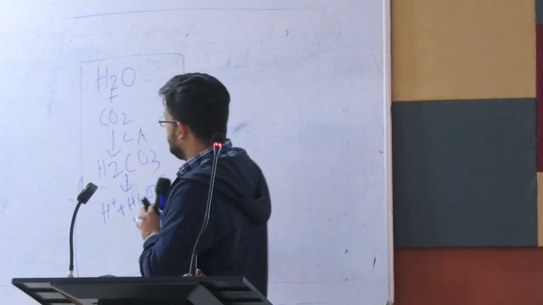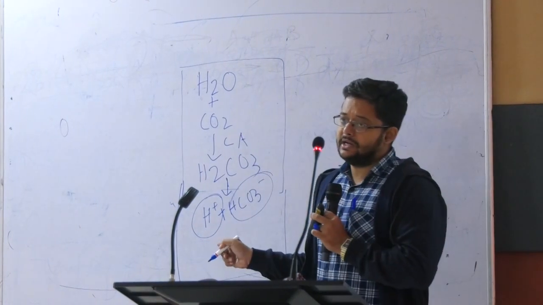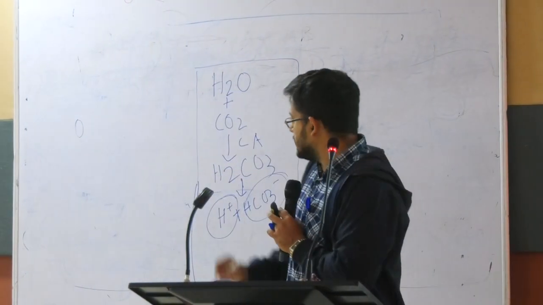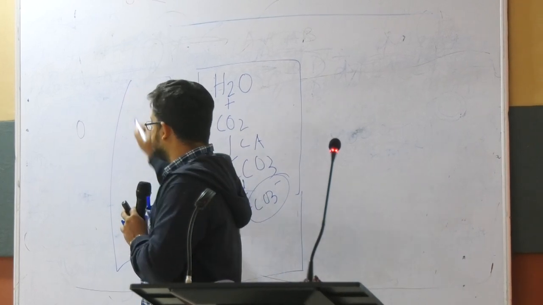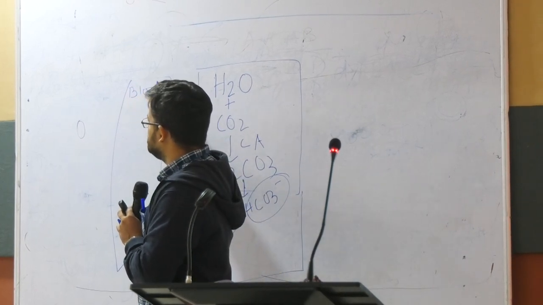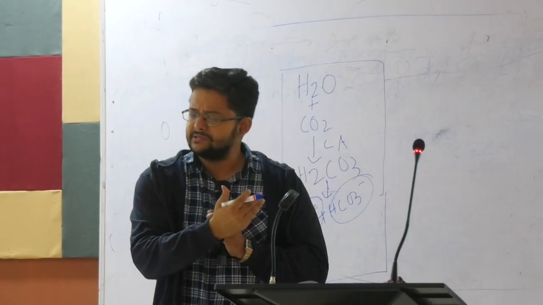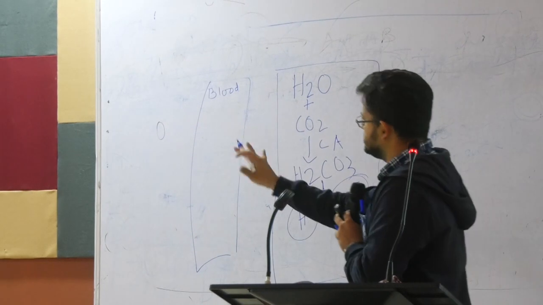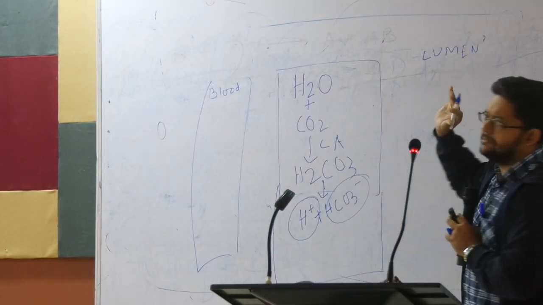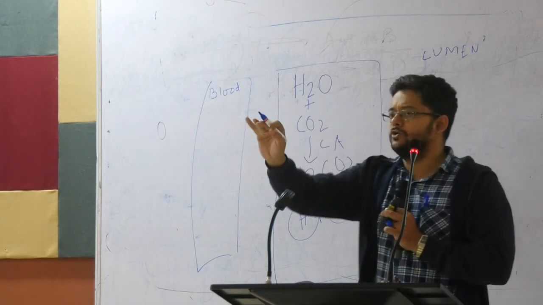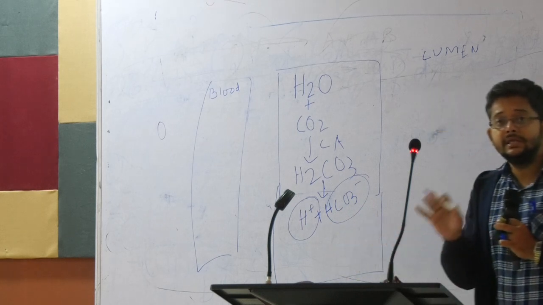Now what happens? We have these two: one cation and another anion. On the left side, suppose we draw the capillary, so this is the blood. You can draw it on either side, no problem. The major thing is that one side is blood and the other side is the gastric lumen. And we need to produce HCl in the lumen itself.